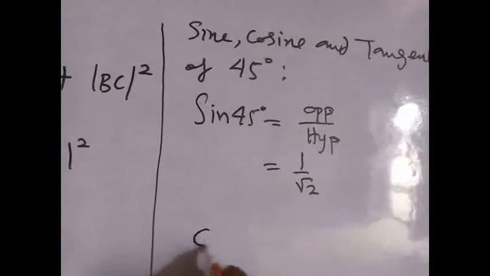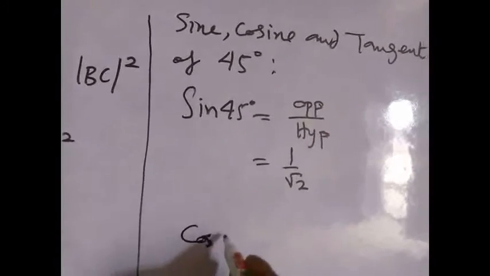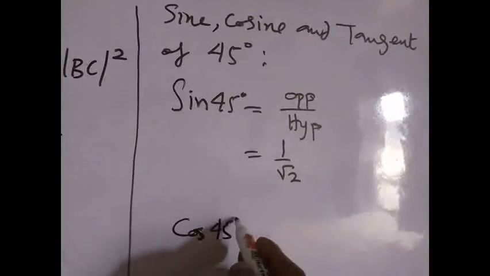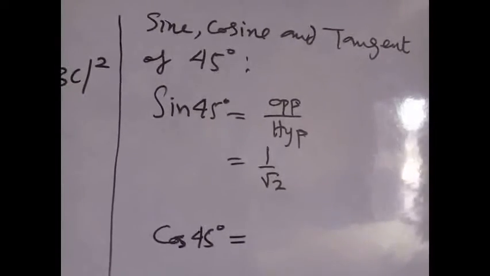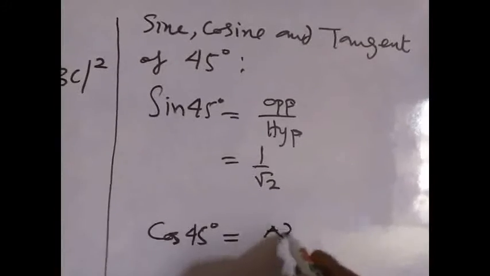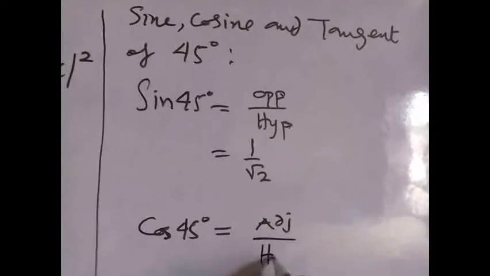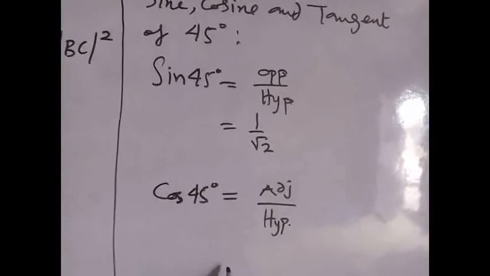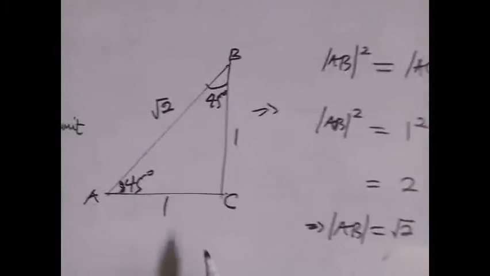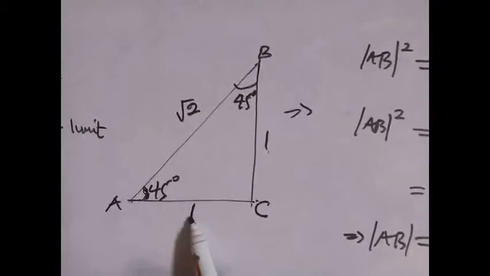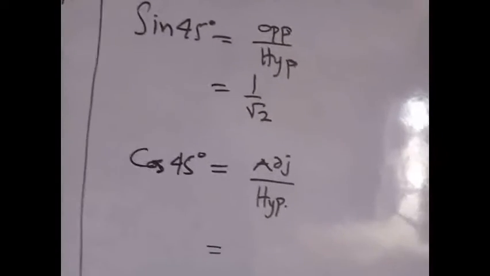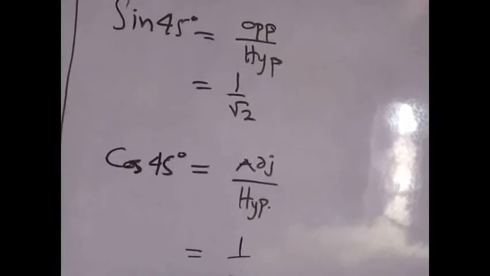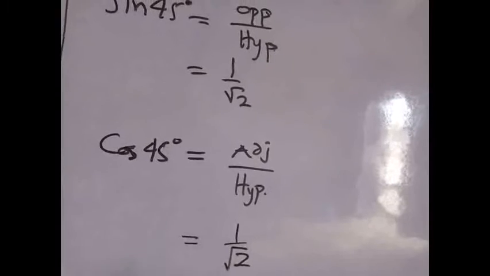Let's look at cosine. Cos 45 degree. Cosine is adjacent over hypotenuse. If you go back to our diagram, the adjacent to 45 is 1. The hypotenuse remains to be root 2. So we have 1 over root 2.